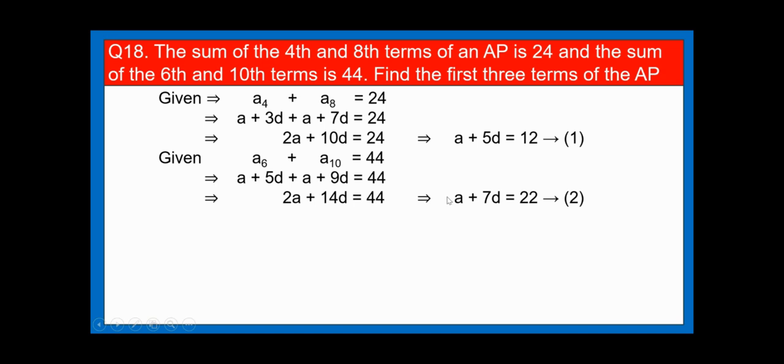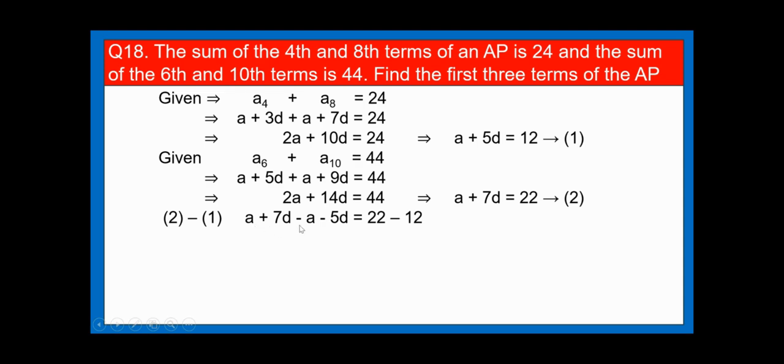2a by 2 is a, 14d by 2 is 7d, 44 by 2 is 22. It is the second equation. Now let us subtract the first equation from the second, that is, equation 2 minus equation 1: a plus 7d minus a plus 5d. That is, a plus 7d minus a minus 5d is equal to 22 minus 12.